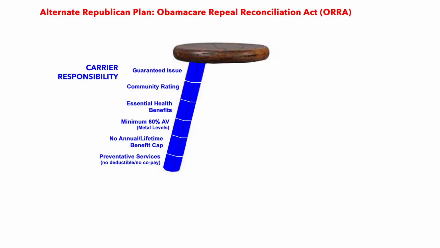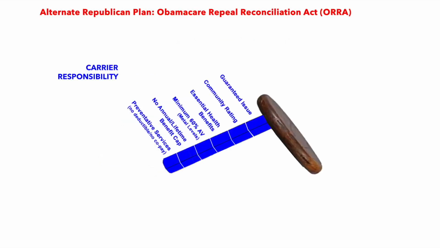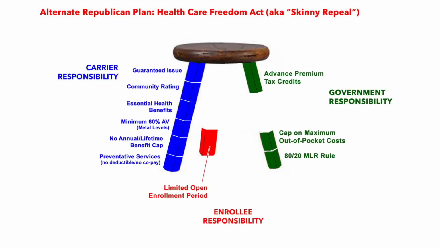Congressional Republicans also threw in a couple of other variants. There was the Obamacare Repeal Reconciliation Act, or ORA. Yes, it actually would have used the word Obamacare in the title, which would have gone back to the one-legged stool, keeping all of the carrier requirements, but stripping away both the red and green legs altogether. Then there was the Healthcare Freedom Act, known as Skinny Repeal, which would have eliminated CSR assistance and the mandate penalty only, leaving the rest as is.